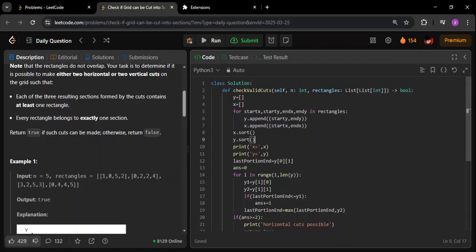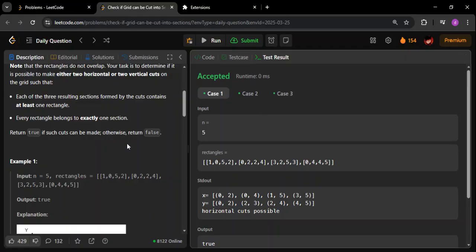So what I'm doing is, in the y list, I'm appending start y and end y. Only the y coordinates I'm appending in the y list. Similarly, in the x list, I'm only appending the x portions, start x and end x. Then I'm sorting them and printing them. I will show the output for this before going for the rest.